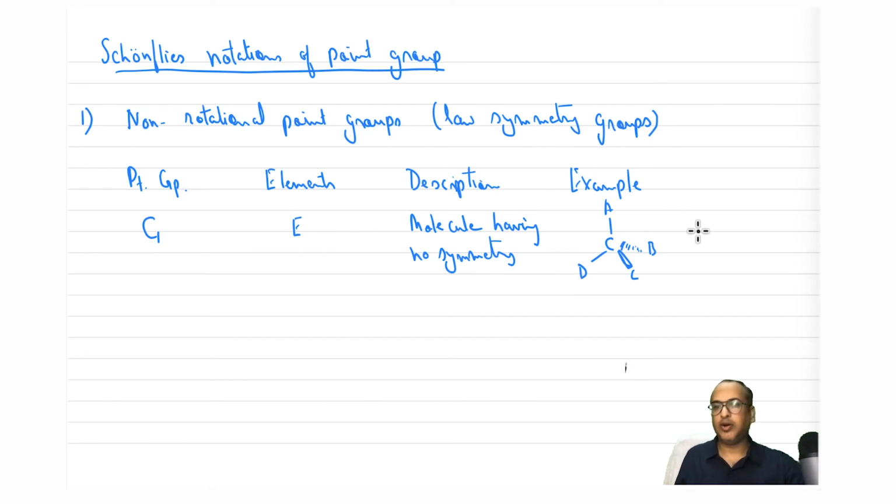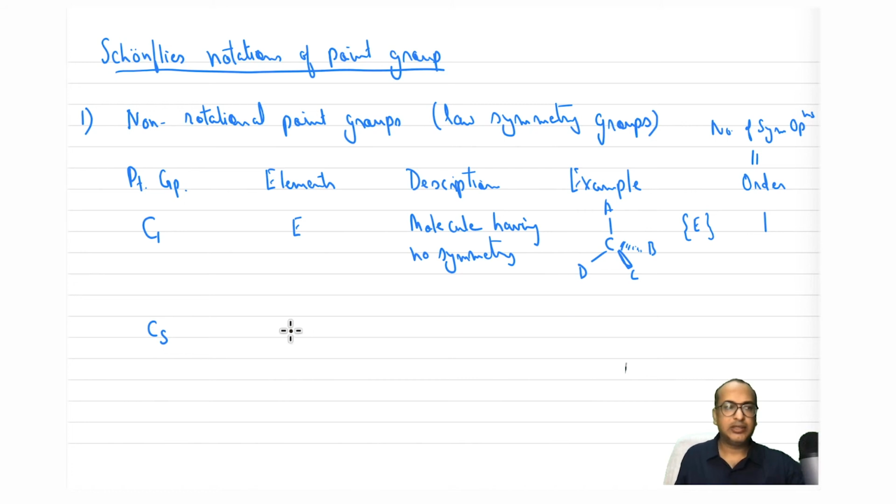In this case, the complete group is just E, and the order of the group is the number of symmetry operations present in the group. The order of the group in this case is 1. So order is equal to the number of non-redundant symmetry operations, which is 1. This is non-rotational, of course, because there is no rotation involved.